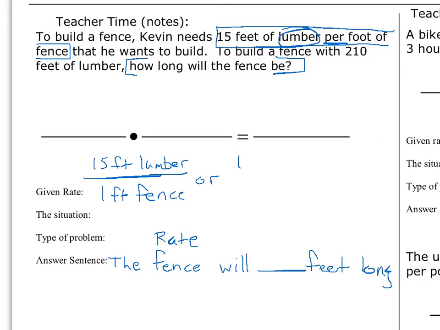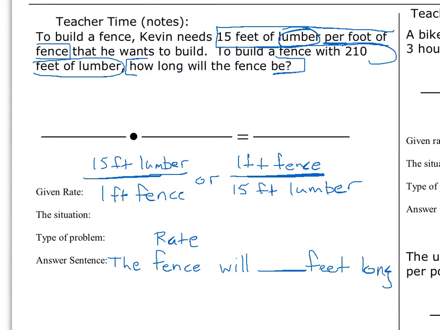And the other way I can write that is 1 foot of fence requires 15 feet of lumber. Okay, so that rate's a little bit tricky because it does use the same units on top and on bottom, but they're units of different things. So this is kind of more like a ratio problem than it is a rate. All right, the situation here is we've got 210 feet of lumber. So my situation is 210 feet of lumber.